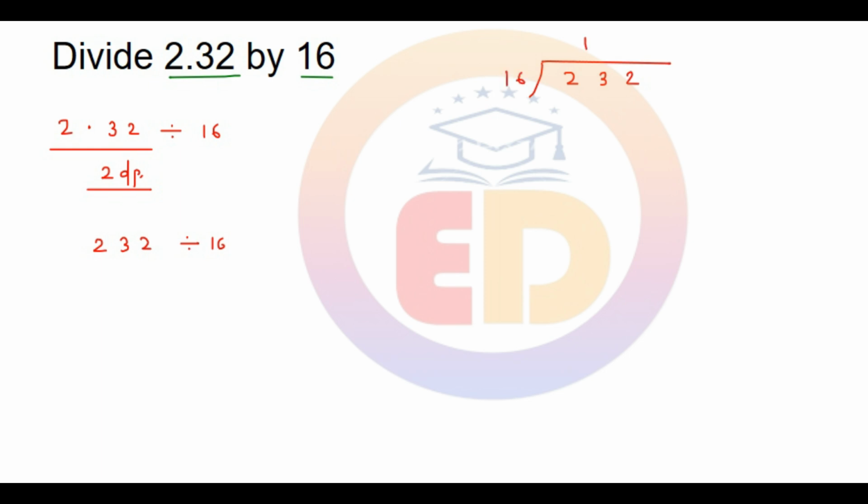16 ones are 16. Subtracting, I get 7. I take the 2 down. 16 fours are 64. Subtracting, I get 8. Now 16 will not divide 8, so I have to make 8 bigger. I have to convert it into 80. And how will I do that? I'll place a decimal point in the quotient, and against that I'll put a 0 after 8. It will become 80.